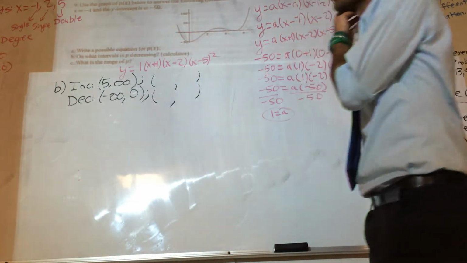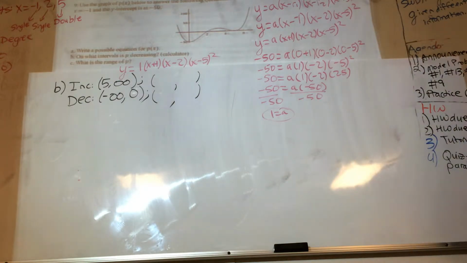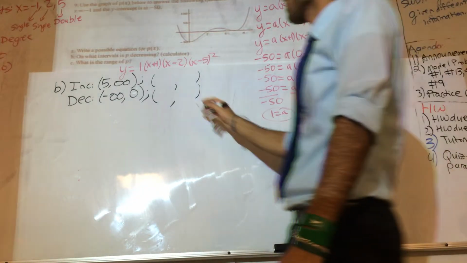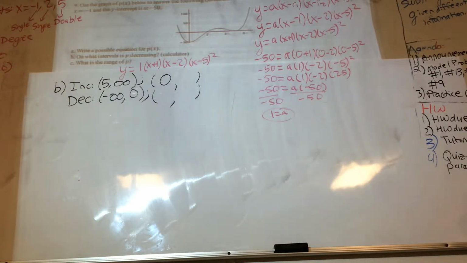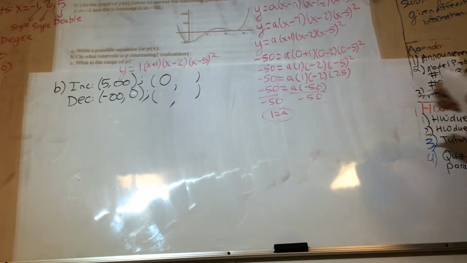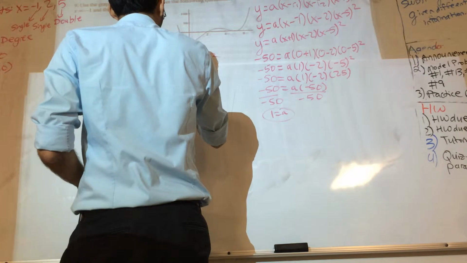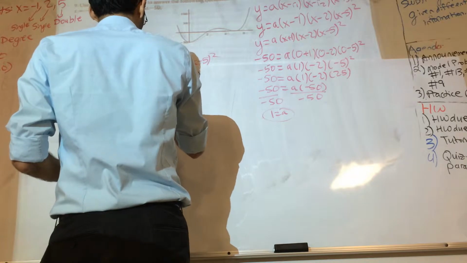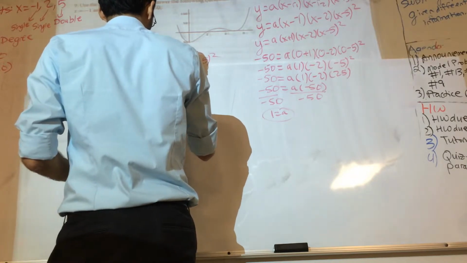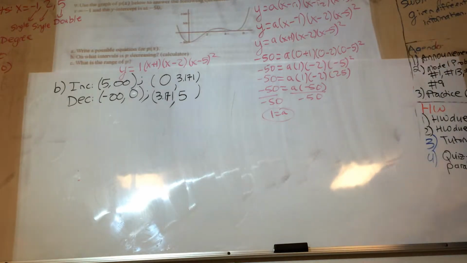Remember, increasing and decreasing is always parentheses. And now I've got to find the other interval. This is where I need the calculator. And again, you all know how to do this. Please verify that you're getting what I'm getting.